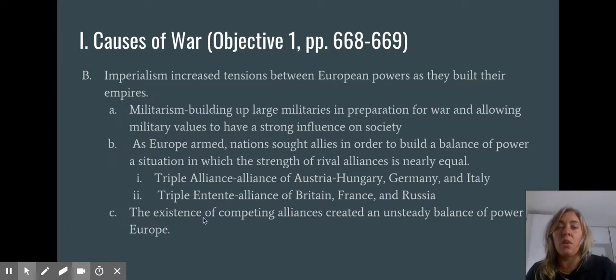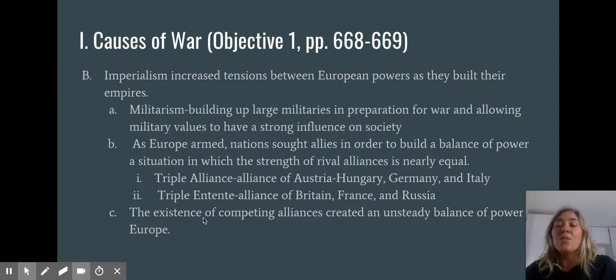Just in case we go to war, so we can keep a balance of power. We don't want one country with all these allies and then they're going to gang up on us and take over us or something. So two sides sort of form, again, not necessarily out of any other reason than they're nervous that something might happen.